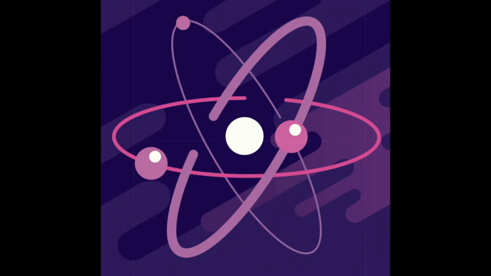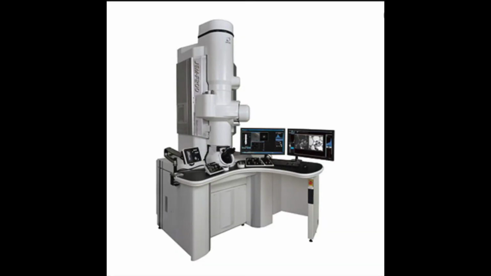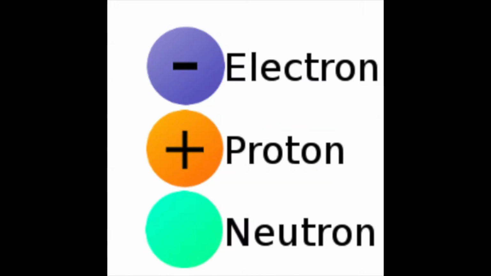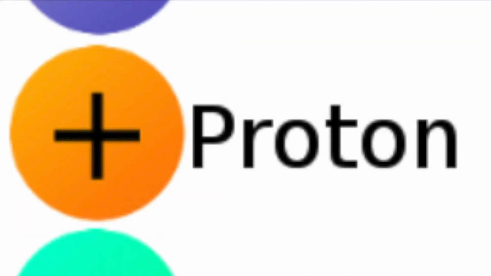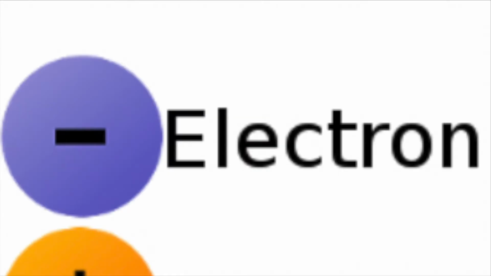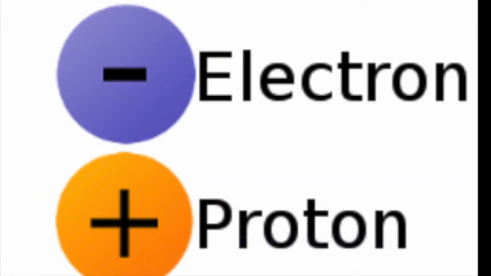An atom is one of the smallest things, only viewable on a transmission electron microscope. Atoms are made out of protons, electrons, and neutrons. They are charged with a -1 charge, a +1 charge, or a 0 charge. Protons are positively charged, meaning they have a +1 charge. Electrons are negatively charged, meaning they have a -1 charge. Neutrons are neutral, meaning they have a charge of 0. A quick thing to note is that usually the protons are equal to electrons.